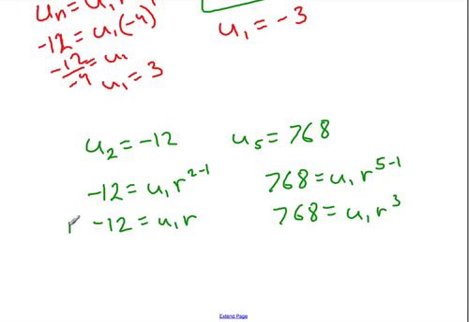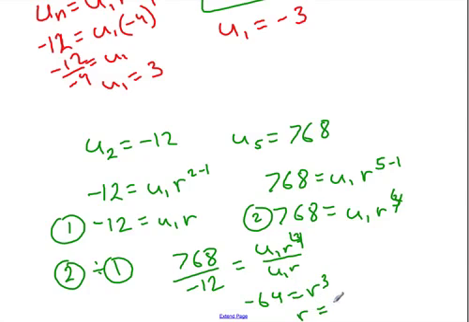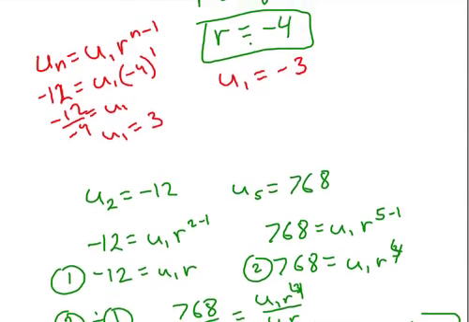And what we can do now is, we can call this equation 1 and this equation 2. We can divide them. We take equation 2 divided by equation 1, we get 768 out of -12 equals U sub 1 times r cubed out of U sub 1 times r, and we get -64, equals r cubed, and r equals cube root of -64, which is -4, just like we did in the other method. Okay, so you can find the r value using either method.